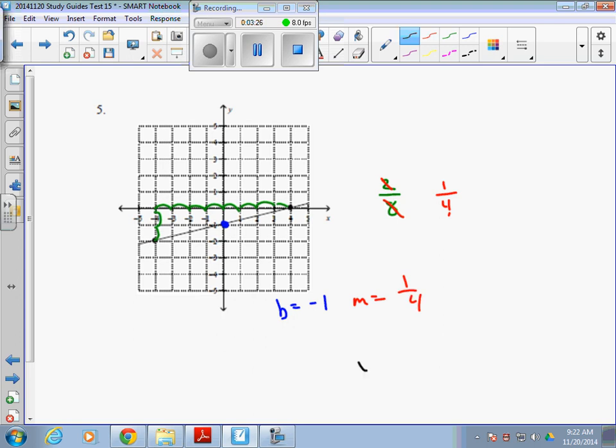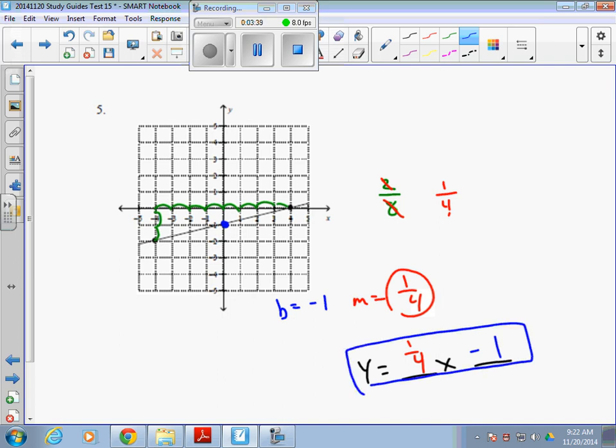y equals mx plus b. Your m value we just found is 1/4. Your b value is -1. Don't put plus a -1. y equals 1/4 x minus 1.